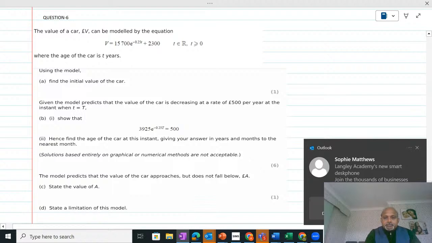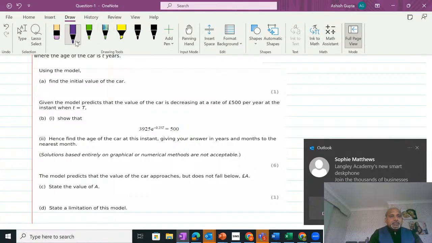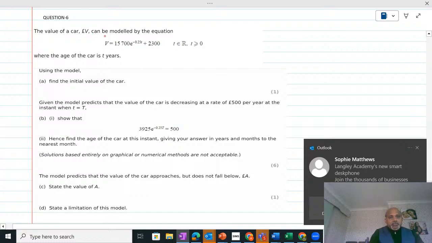Now, this question. Okay, so this is our last question, question number 6. Here, the value of the car is given, right? The value of the car can be modeled by this. So let's write down here value of the car. So V is 15700 times e to the power minus 0.25t plus 2300. Find the initial value of the car.